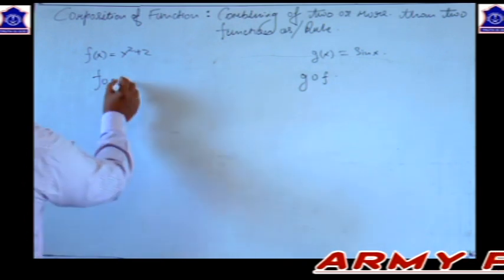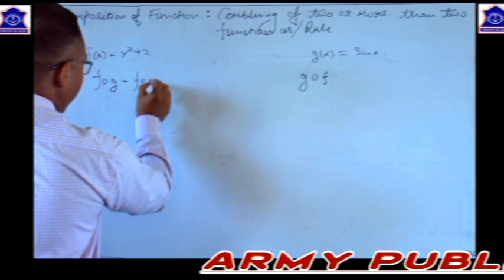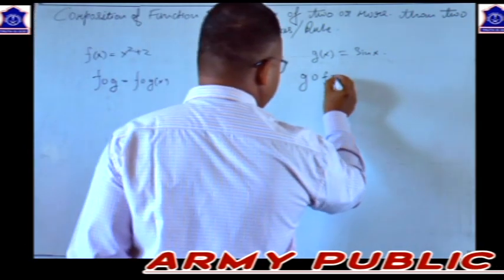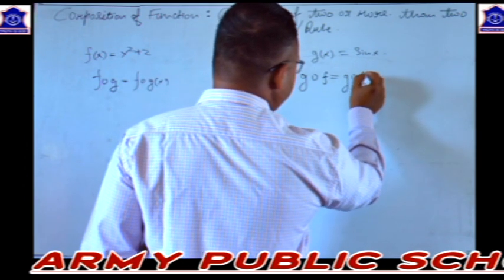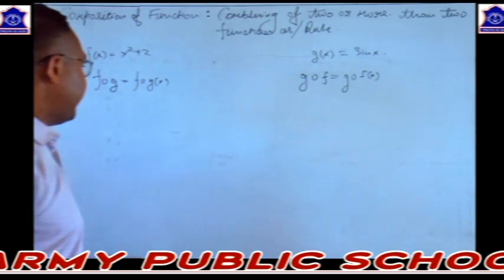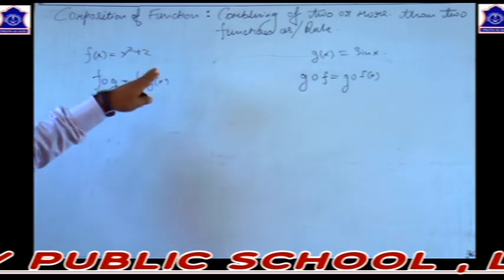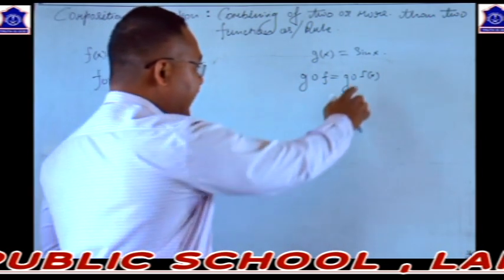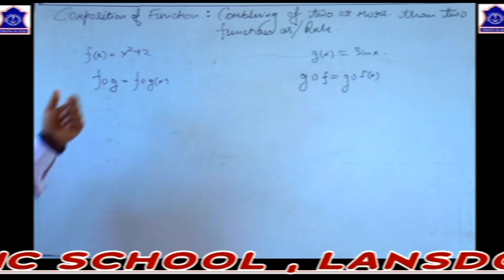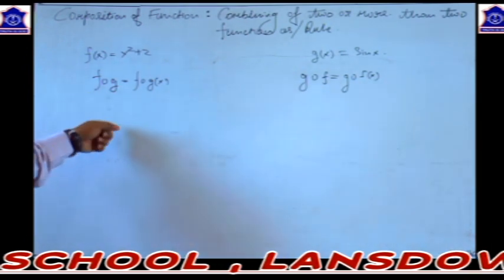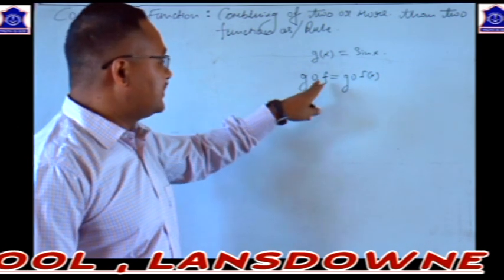FOG is pronounced as f of g of x, and GOF is pronounced as g of f of x, जहाँ पे x जो है g(x) फंक्शन के डोमेन का एलिमेंट है और यहाँ पे x जो है वो f(x) फंक्शन के डोमेन का एलिमेंट है. Now how we have to combine these two functions, that is f(x) function and g(x) function, and how we have to combine g(x) function and f(x) function.